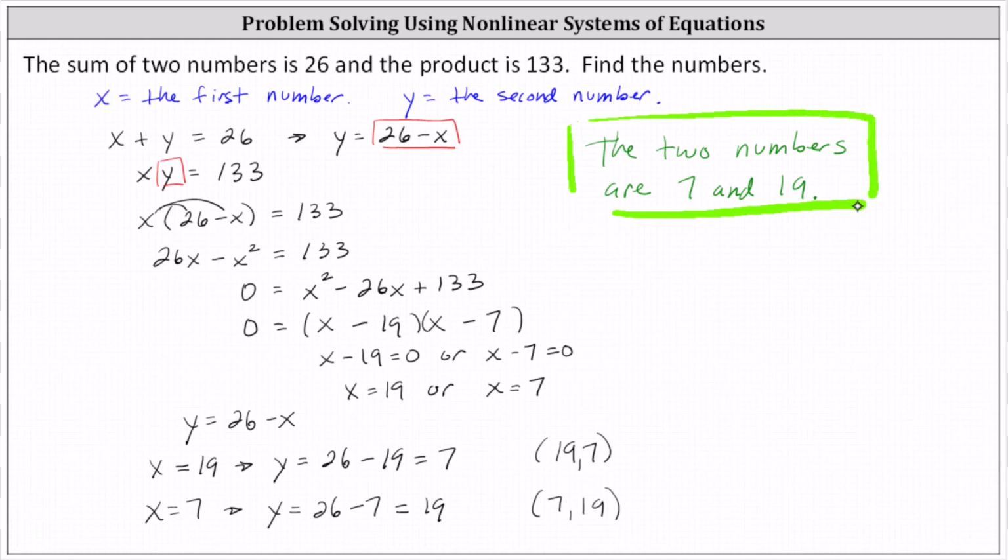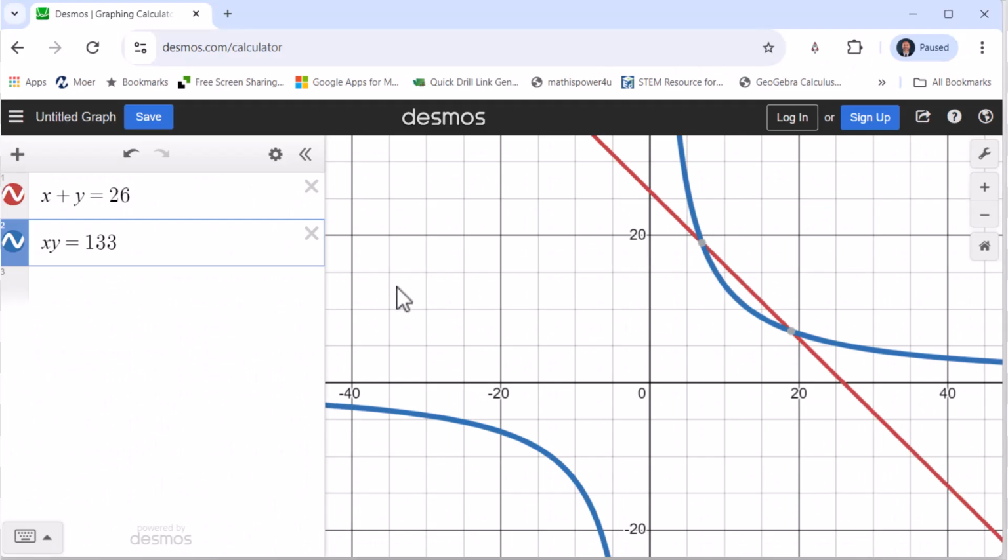Before we go, let's check this graphically. Recall to do this, we graph both equations on the coordinate plane and look for the points of intersection. And I've already set this up. Notice we do have two points of intersection. One is the ordered pair (7, 19), and the second point is (19, 7). Both ordered pairs do give us the same two numbers of 7 and 19, which are the two numbers that have a sum of 26 and a product of 133.